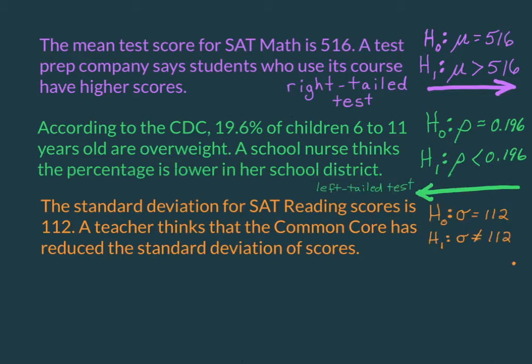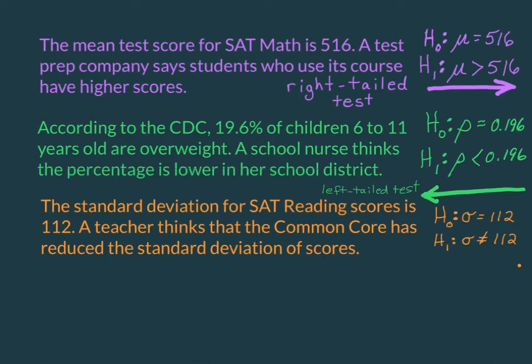And finally, we are looking at the case where our null hypothesis, H naught, is that the standard deviation of these test scores equals 112, and the alternative hypothesis, H1, does not equal 112. We don't know in which direction it is not, but it is either way. It is a two-tailed test.